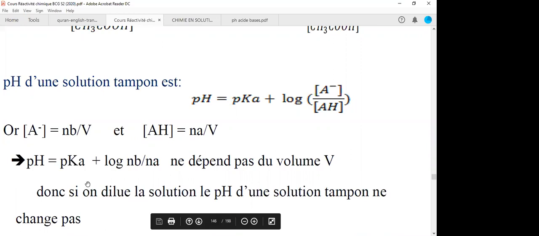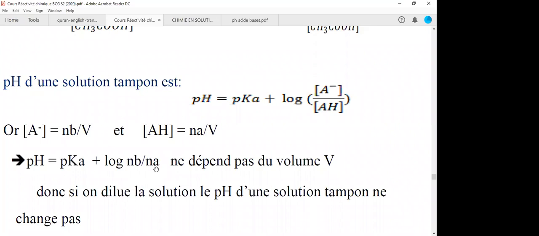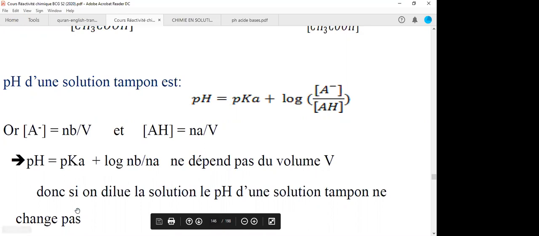pH is equal to pKa plus log of the number of moles of base divided by the number of moles of acid. Here there are no brackets, but normally there are supposed to be brackets to show that it is the logarithm of this fraction. So this does not depend on the volume V. Donc si on dilue la solution tampon, le pH d'une solution tampon ne change pas.